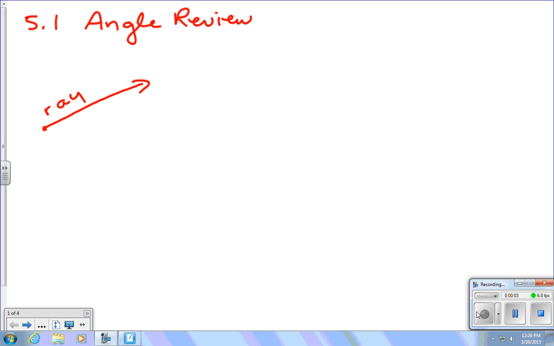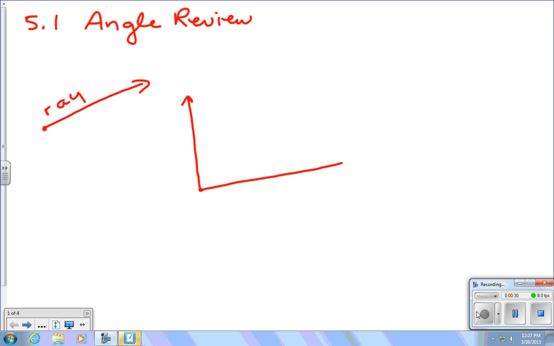Today we're going to start looking at Chapter 5, and the first thing we're going to do is review some angle terminology. So the first thing we're going to look at is a ray. A ray has an endpoint and goes off infinitely in one direction. An angle consists of two rays joined together with their endpoints at the same spot.